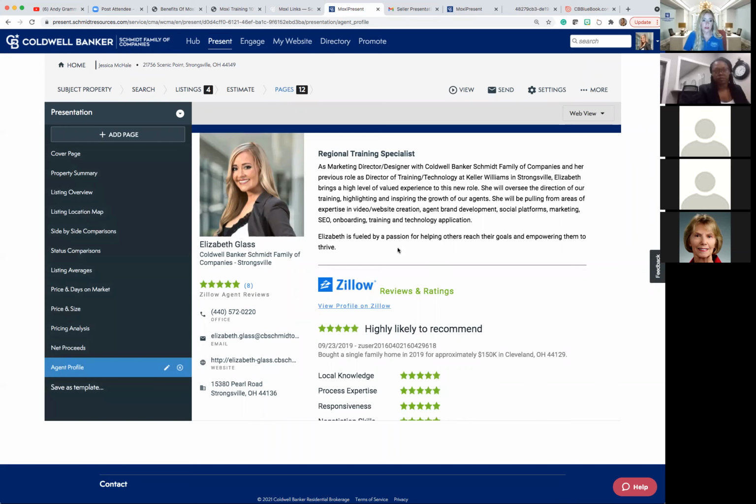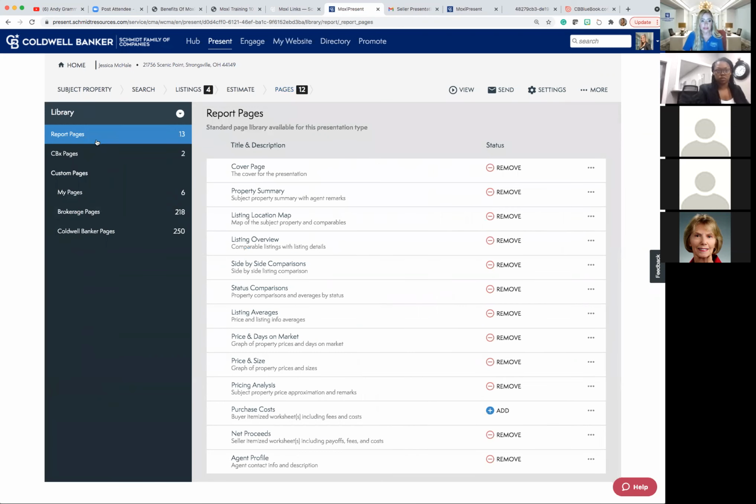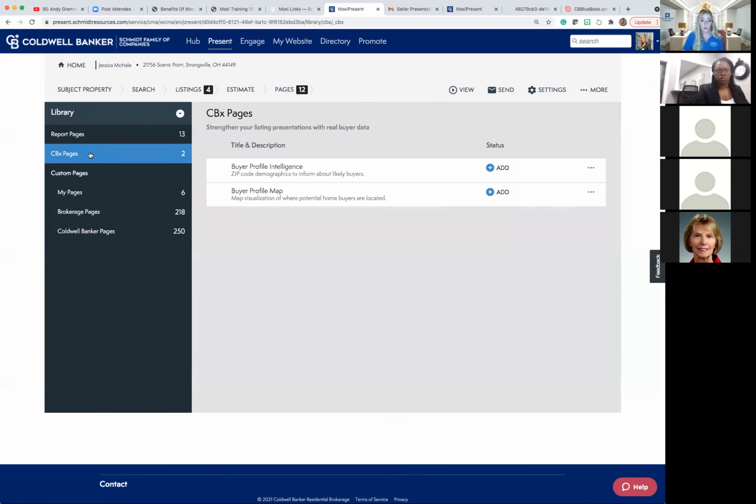We're going to show you how to send it, but I want to show you very quickly how to add a couple pages to it that are the company pages that I showed you earlier. If I click Add Page in the presentation navigation bar and choose Add from Library, we've made it very easy. The Cvx pages are right here. So if you want the buyer profile to show, you're just literally clicking Add. Bam, it's done.